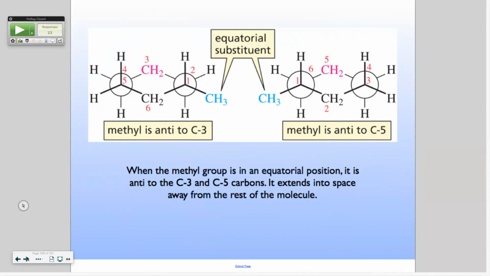It's a little tricky to see with these pictures. So remember, you're looking down this carbon-carbon bond right here. And here's your methyl, and it's anti to this carbon over here, these two. They're opposite.